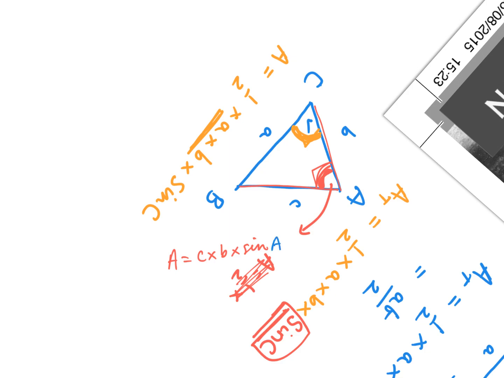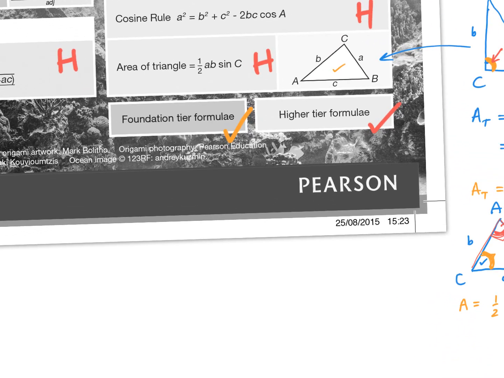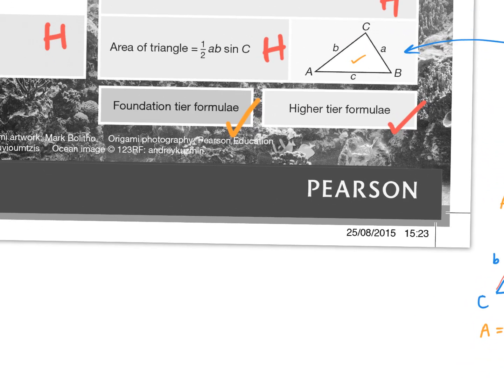Now if we go back to the actual formula sheet, then we can do a real quick shortcut and we can say, right, okay, if we want to use this angle here, then the area would be a half times B times C times, well, what's the angle?